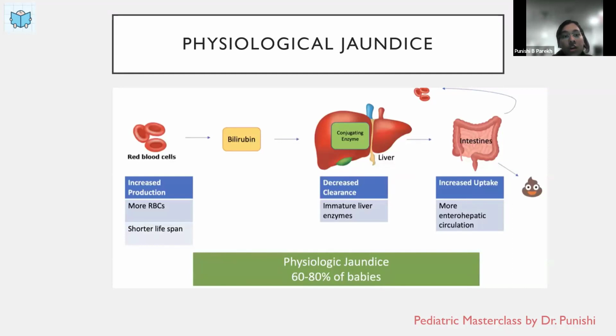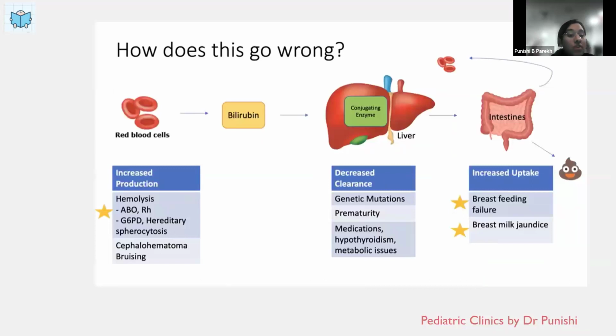Now that we've understood what is physiological jaundice, let's understand why this jaundice is dangerous and what are the causes of pathological jaundice. So, what can go wrong? You have excess bilirubin in pathological jaundice either because there's increased production of bilirubin, there's decreased clearance of bilirubin, or there is increased reuptake. Causes that lead to increased production of bilirubin: number one, and again, the most common cause of newborn jaundice is excess hemolysis.